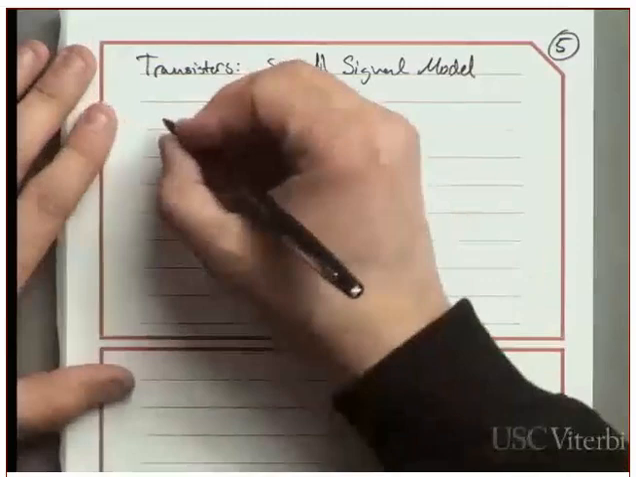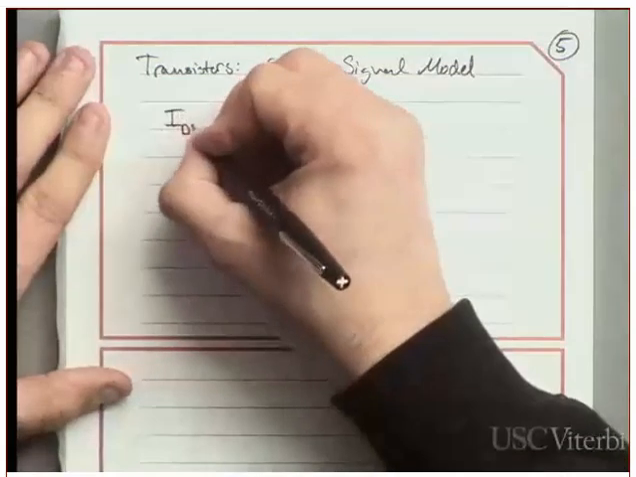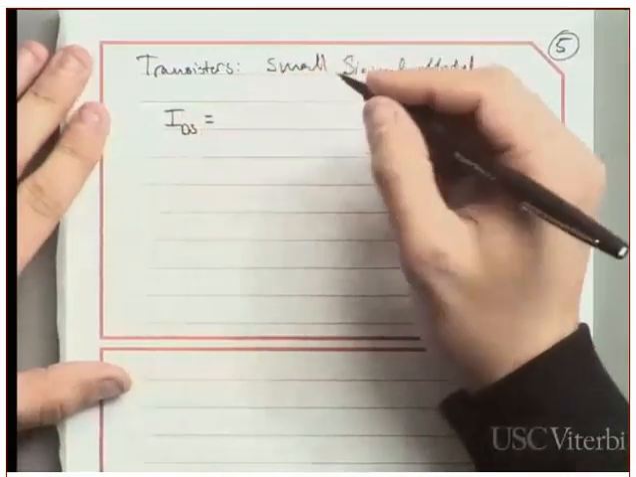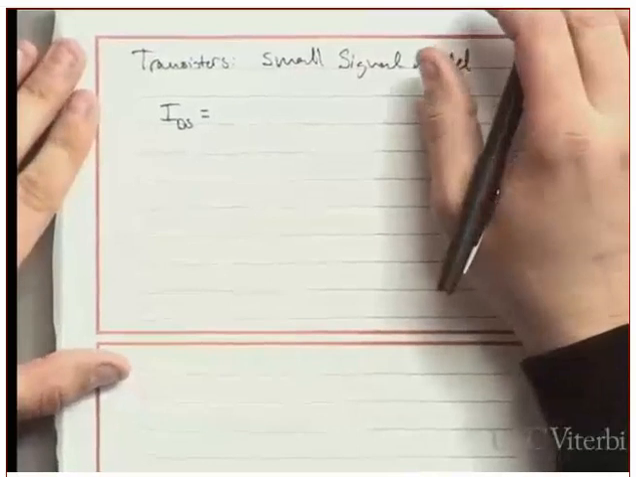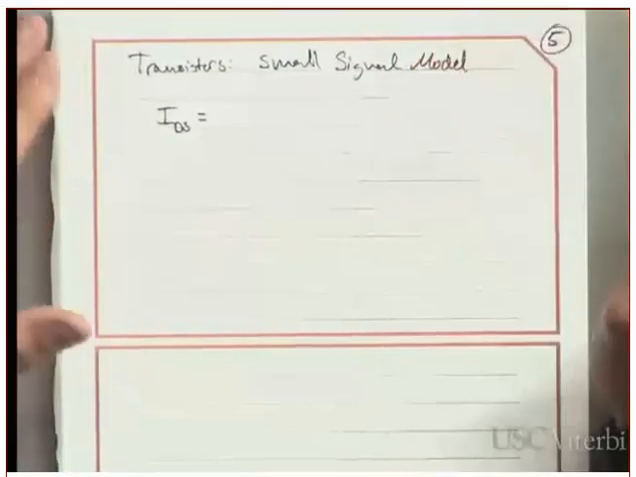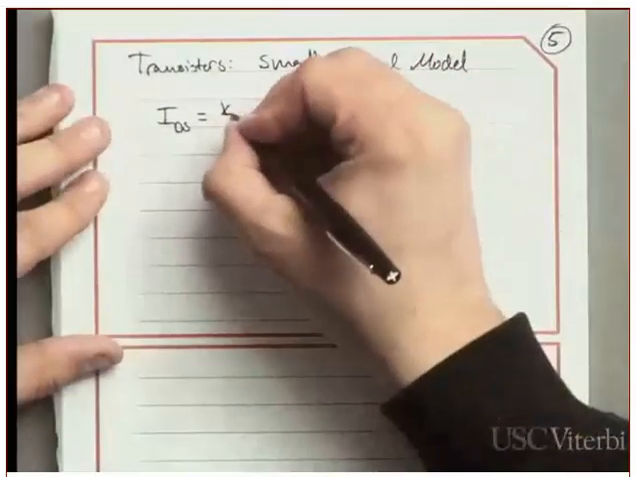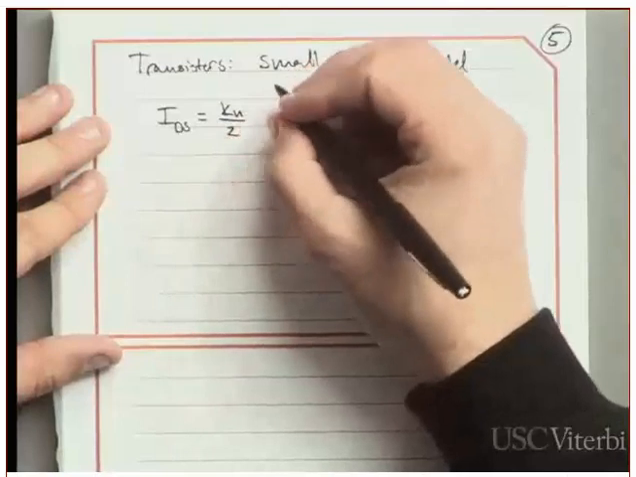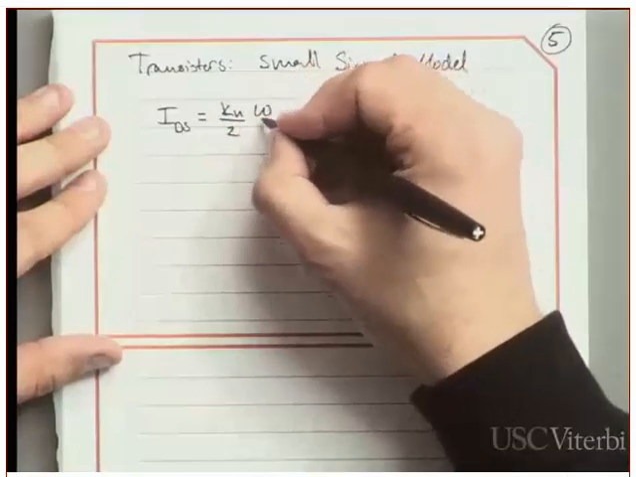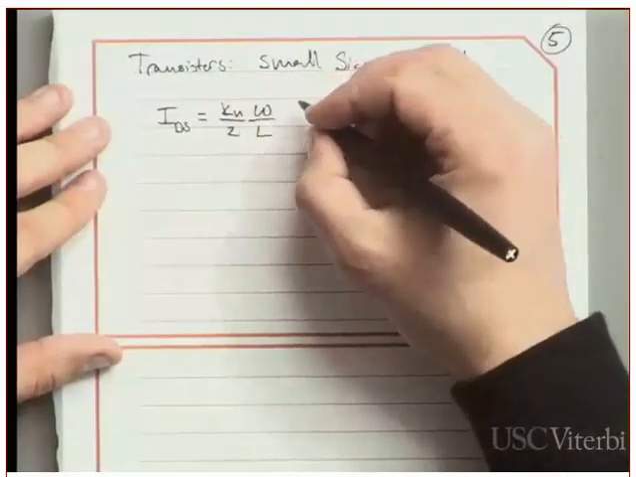But it's important to note that usually when you're doing small signal analysis for a transistor circuit, you're dealing with the transistor that is in the saturation region. And so the current voltage relationship is like this.